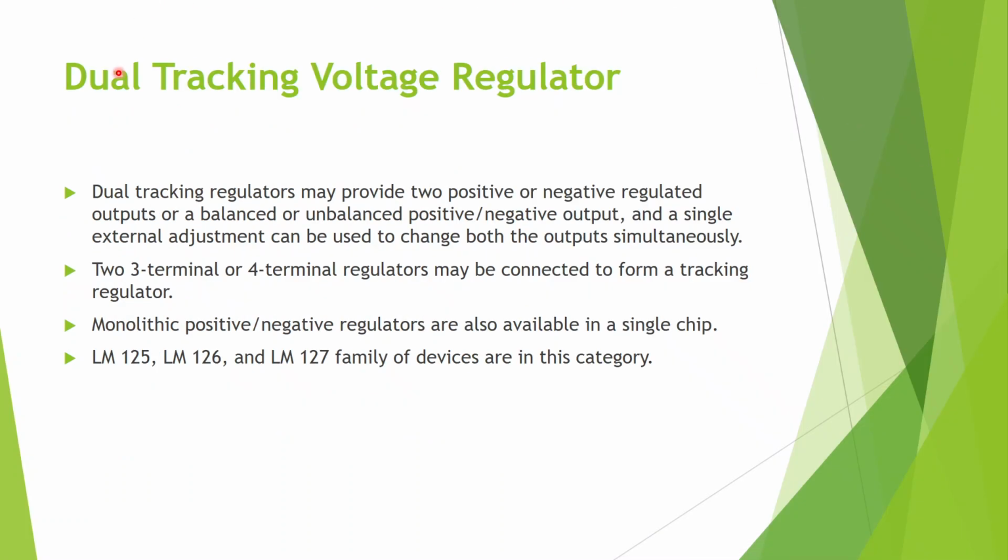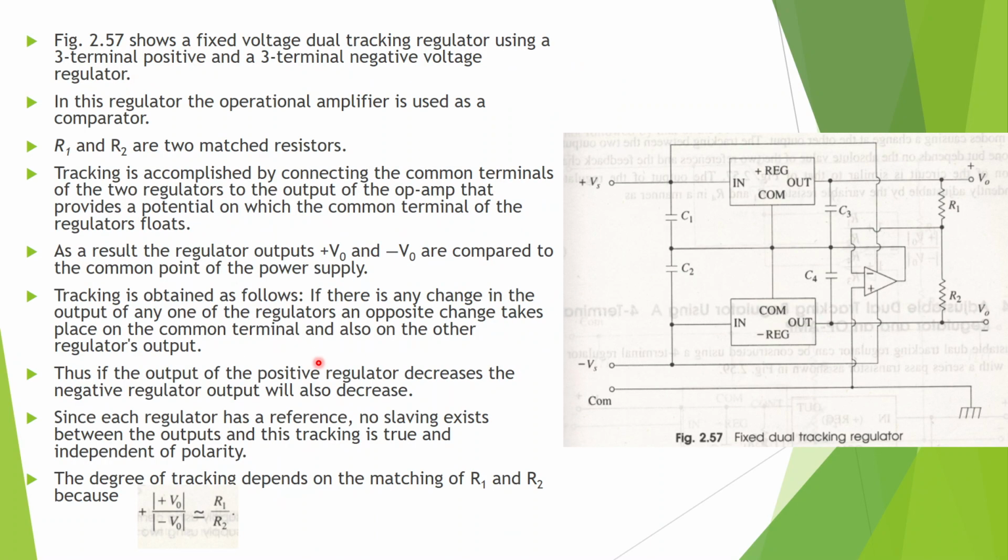Now let us come to the dual tracking voltage regulator. A dual tracking voltage regulator may provide two positive or negative regulated outputs, or a balanced or unbalanced positive-negative output. A single external adjustment can be used to change both the outputs simultaneously. So you could use two 3-terminal or 4-terminal regulators to form a tracking regulator. Tracking regulators are available in one single chip, that is a monolithic IC, and LM125, LM126, LM127 are examples of such dual tracking voltage regulators.